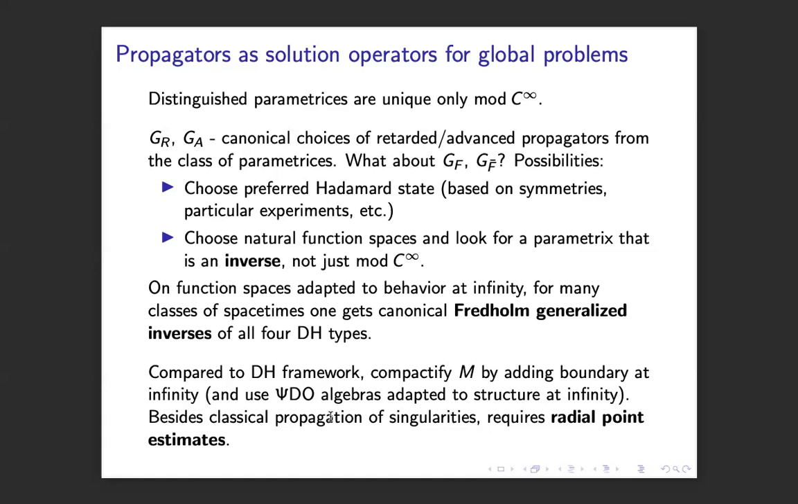One approach to doing this, which mathematically looks nice, is that you can choose natural function spaces and look for a parametrix that is going to be an actual inverse. We were saying that these propagators are supposed to be inverses of the wave operator, but the parametrices are not actually inverses. But if you can choose function spaces in which things live naturally and demand that the propagator be an actual inverse, this might single out a particular parametrix.